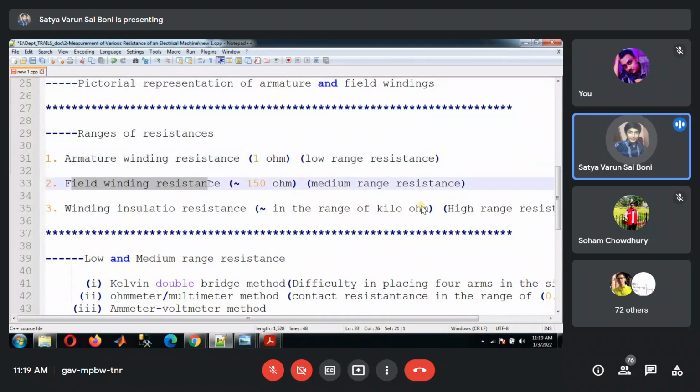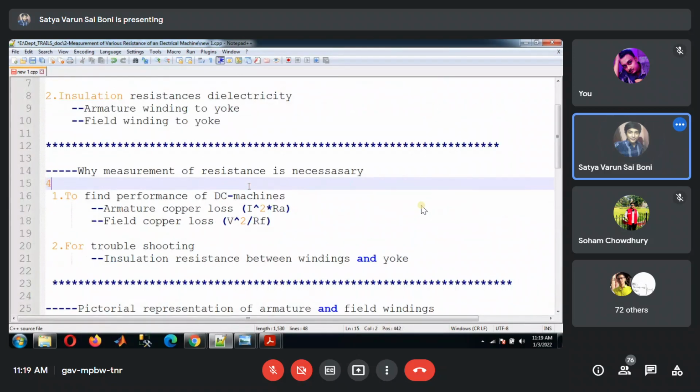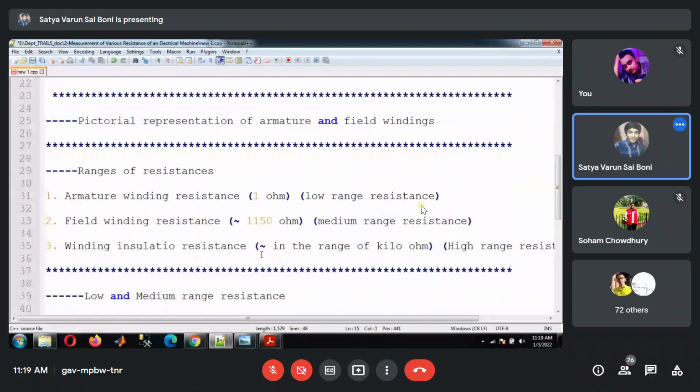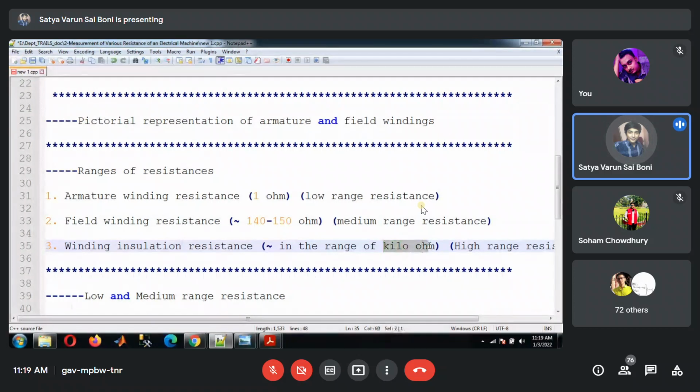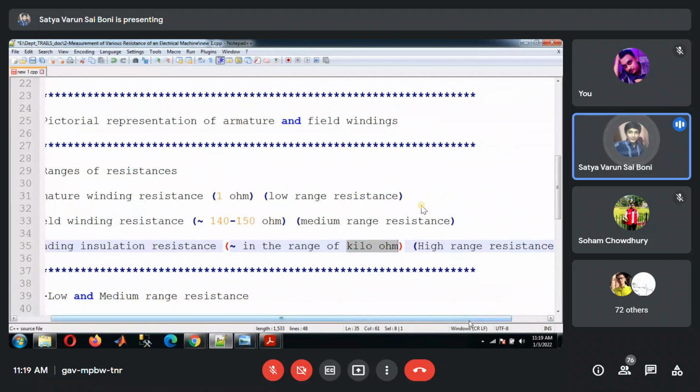Coming to the field winding resistance, its value is around 140 to 150 ohm. So it is under medium range. Coming to the winding insulation resistance, it is in the range of kilo ohm, means it is almost 10 cube multiple. So it is high resistance range.